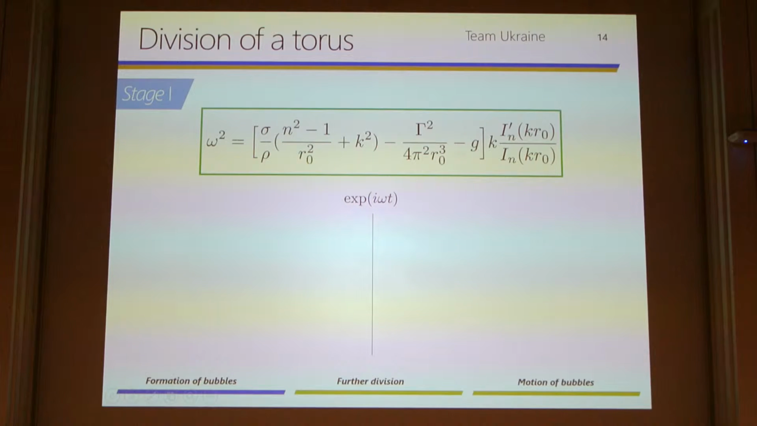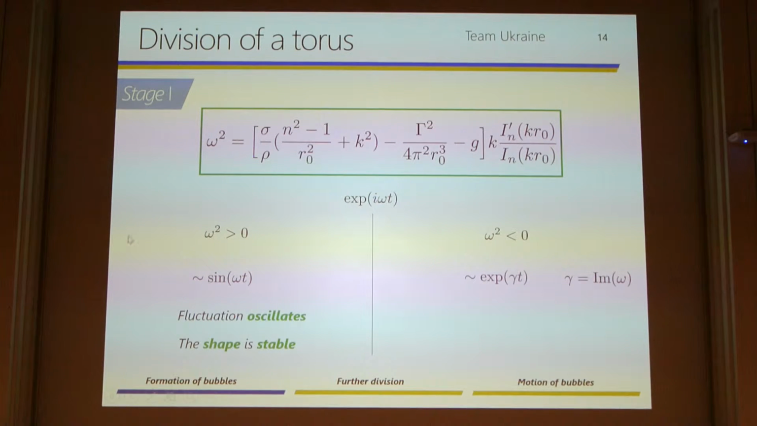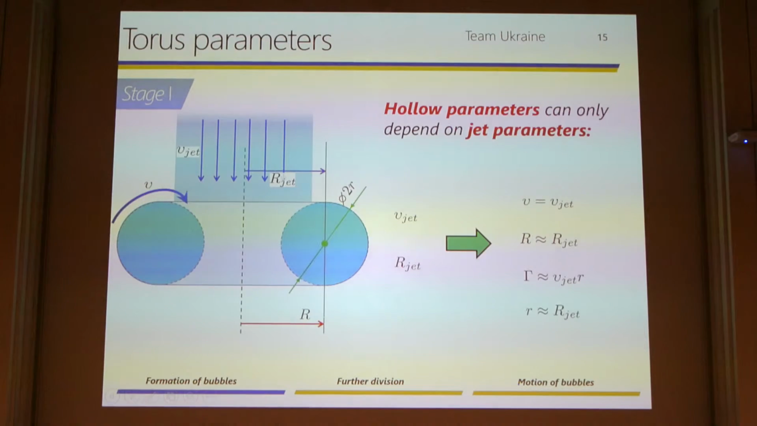And we want to investigate its stability. So we implement an exponential solution. In a case when the frequency is real, we deal with a stable situation, and this shape is stable. Otherwise, the fluctuation grows and the structure just divides. The only parameters that can define this torus are the jet parameters, because there are no other parameters that can define it.